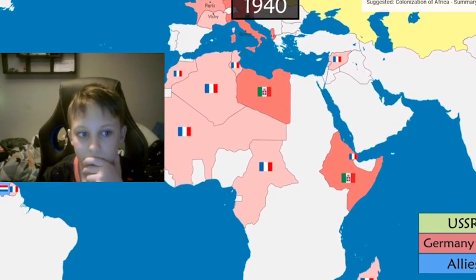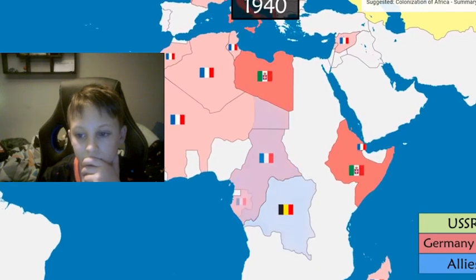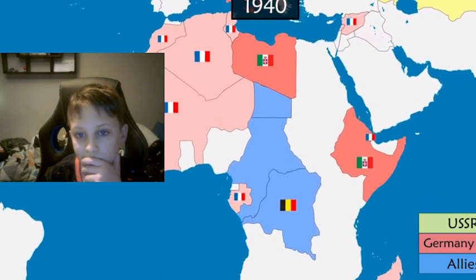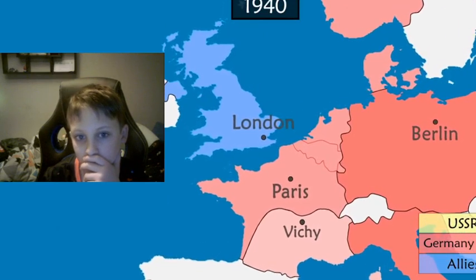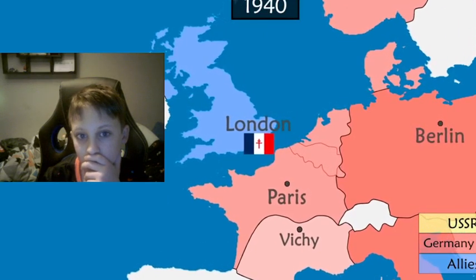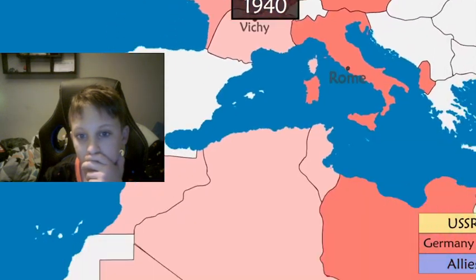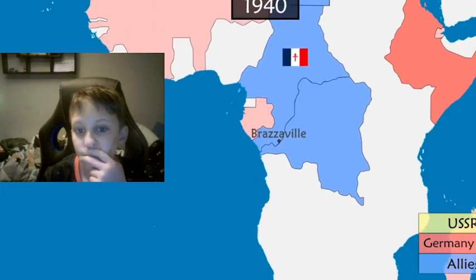However, parts of the French colonies and the Belgian Congo choose to stay in the camp of the Allies. In London, which already hosts several governments in exile, General Charles de Gaulle creates Free France, which continues to fight Nazi Germany. Brazzaville is named as its capital.